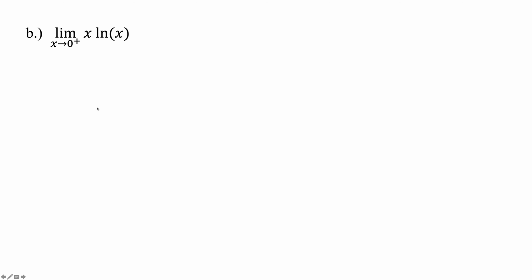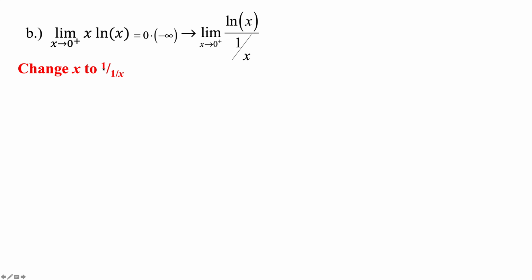If we had, well, careful, approaching 0 from the right, the limit as x approaches 0 from the right of x times the natural log of x, this would be 0. And this would be approaching negative infinity if you think about that natural log curve. All right, so we're going to change this x to 1 over 1 over x. So that puts x in the denominator as a fraction.